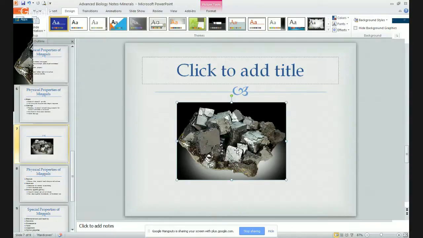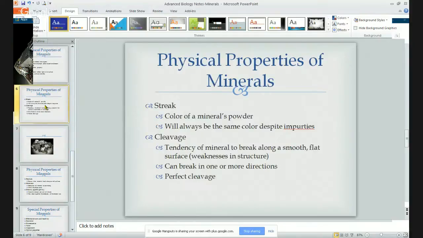But you can see what I mean by breaking along a very straight, flat surface. Galena is a prime example of breaking along a straight surface. No one carved this, it naturally breaks in these straight, cube-like shapes. So that's galena for you. It can break in one direction or it can break in more than one direction.